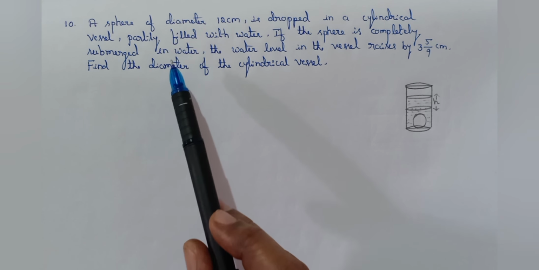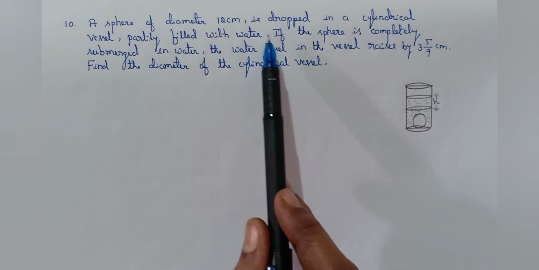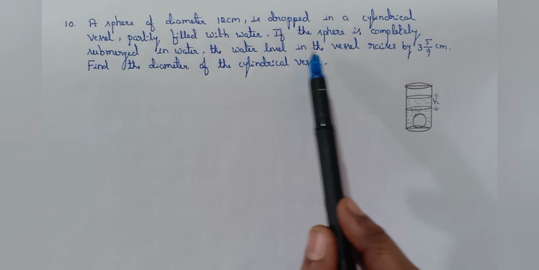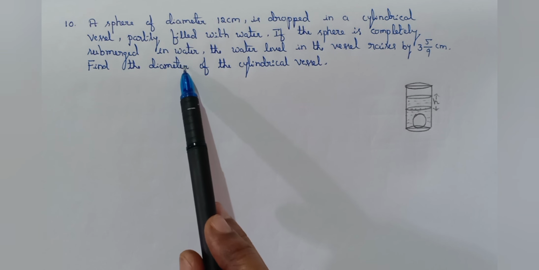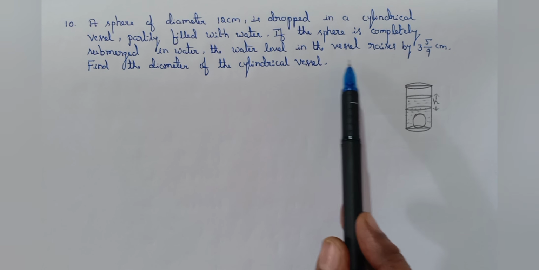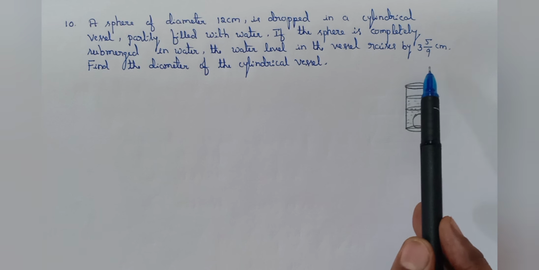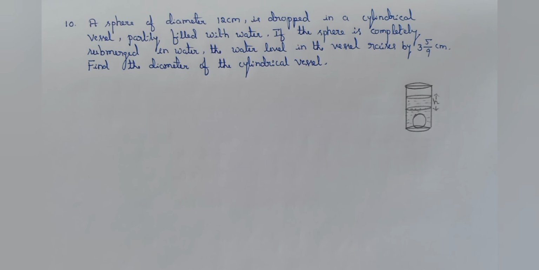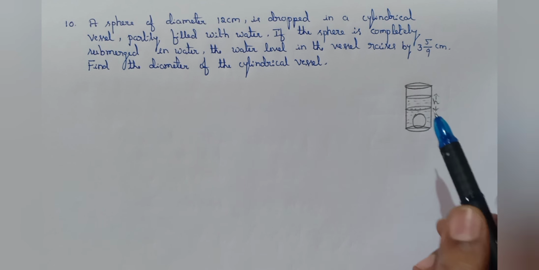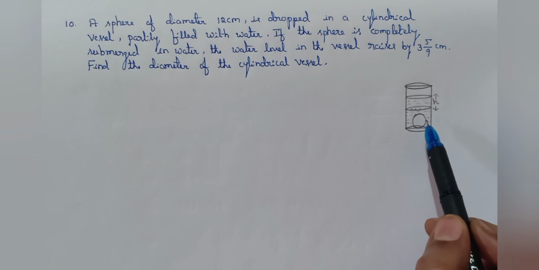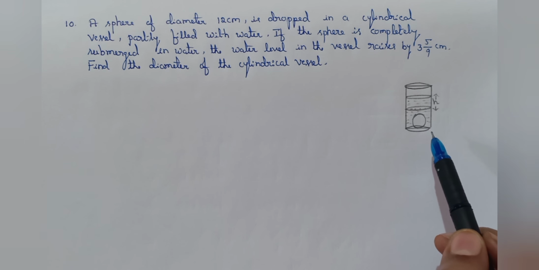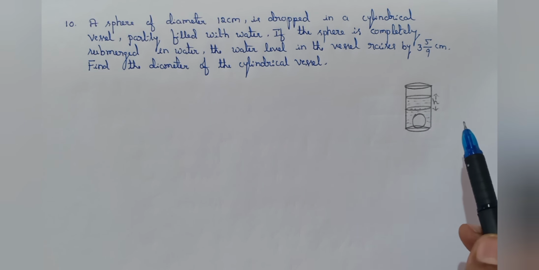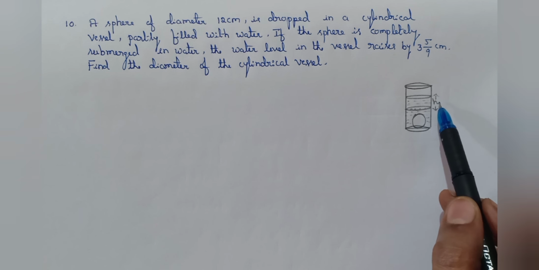Next question. A sphere of diameter 12 centimeter is dropped in a cylindrical vessel partly filled with water. If the sphere is completely submerged in water, the water level in the vessel rises by 3 and 5 by 9 centimeter. Find the diameter of the cylindrical vessel. When a sphere is dropped in a vessel partly filled with water, the level of the water rises to a certain height. Let the height of the water rise to be small h.